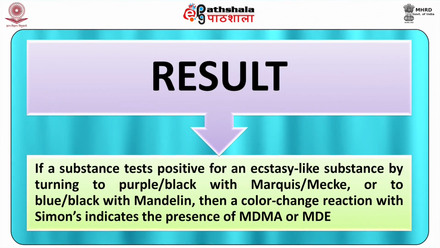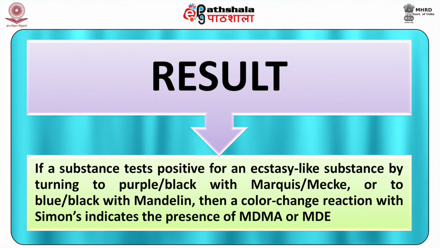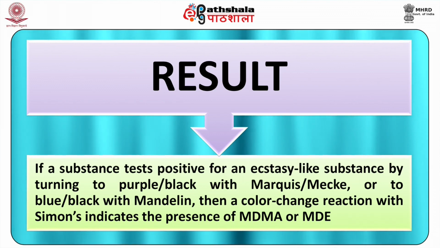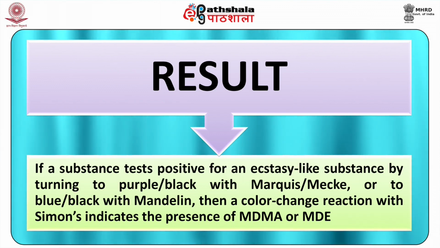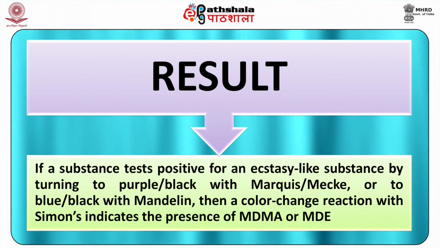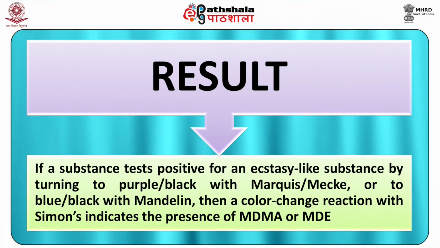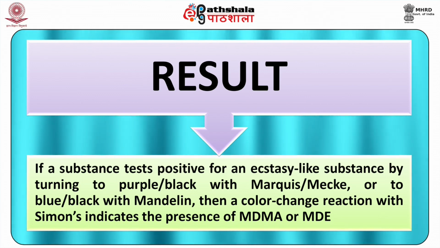Next is the Simon's reagent test. Simon's reagent is sodium nitroprusside in a basic buffer. It works by detecting secondary amines such as methamphetamine and methylenedioxymethamphetamine, that is MDMA. If a substance tests positive for an ecstasy-like substance by turning purple or black with Marquis or Mecke, or blue-black with Mandelin, then a color change reaction with Simon's indicates the presence of MDMA or MDE.